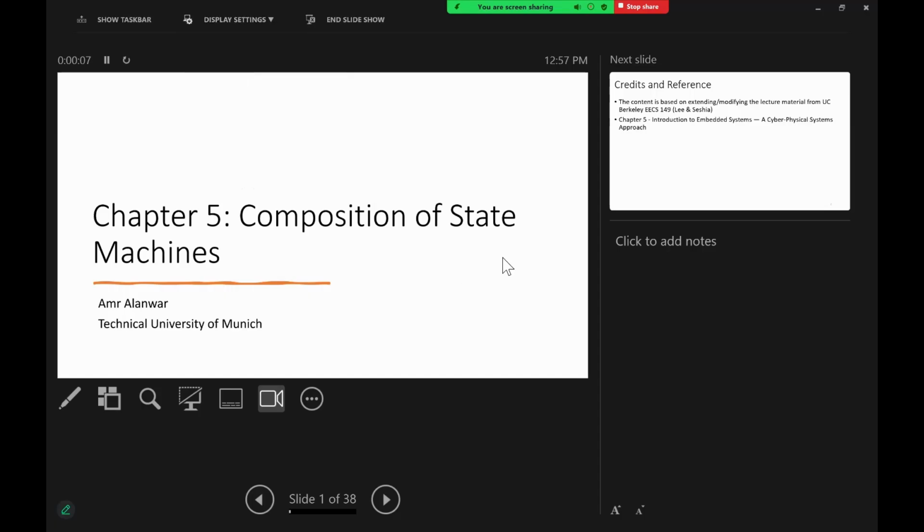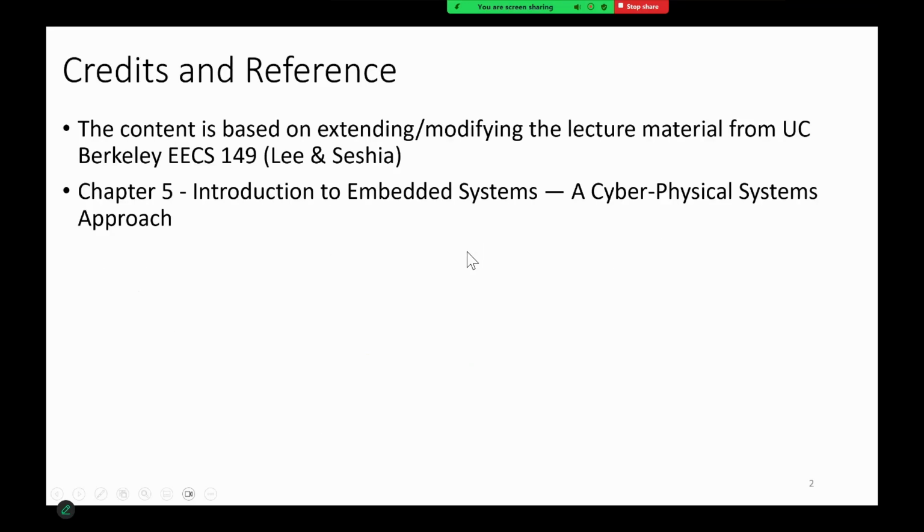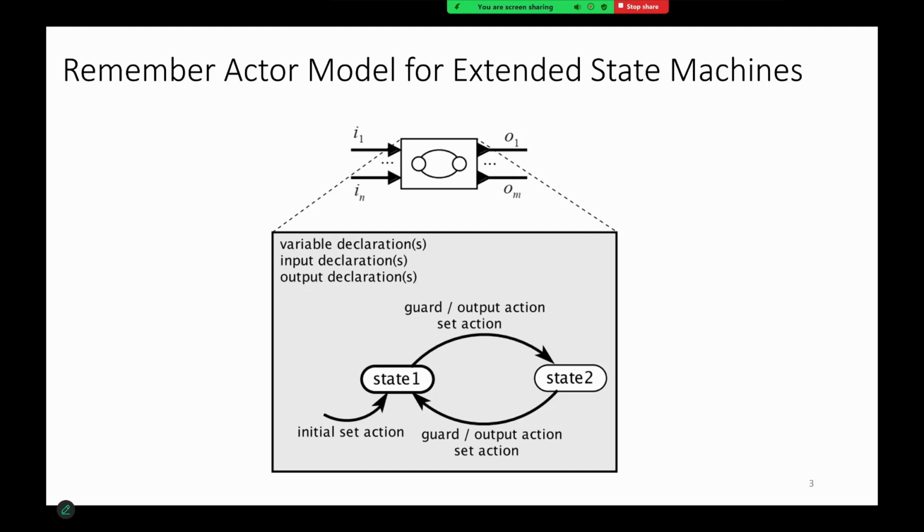It's composition of state machines, which is chapter 5. We have the actor model for extended state machine, which has inputs and outputs. And we have the guard as shown here, the output action and the set action.